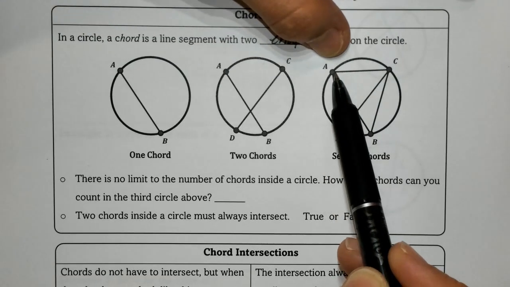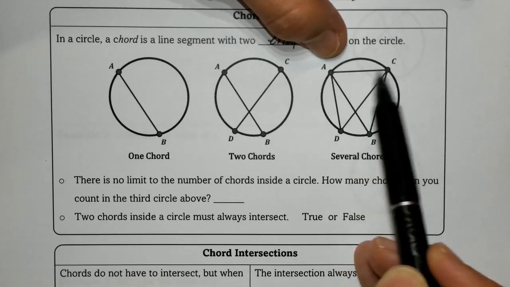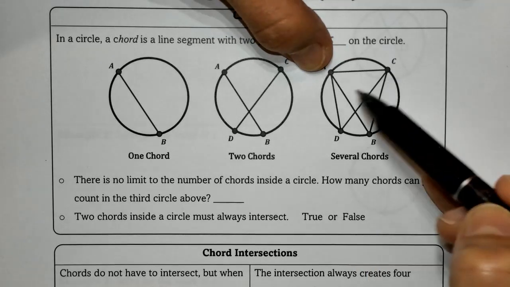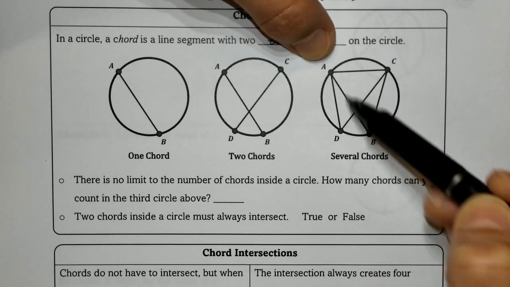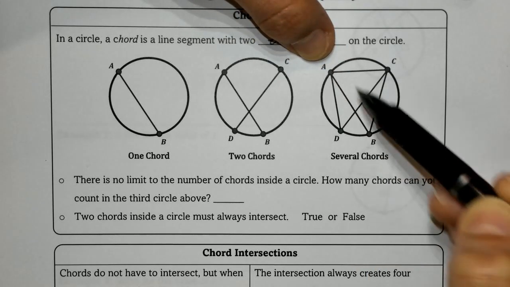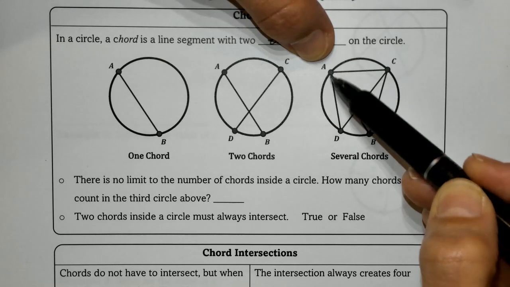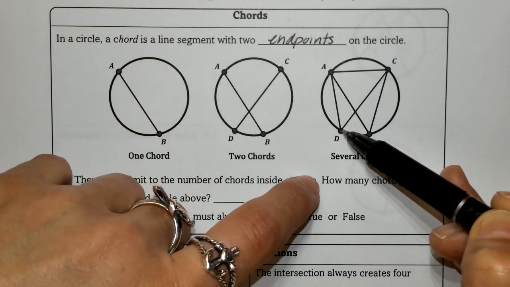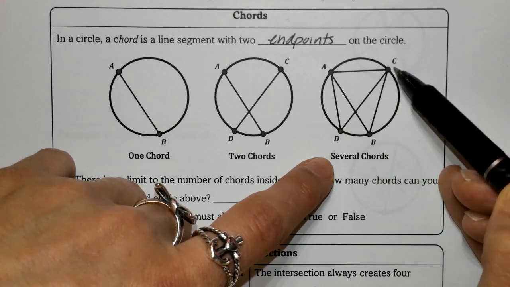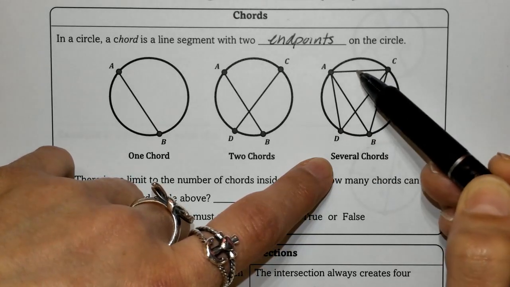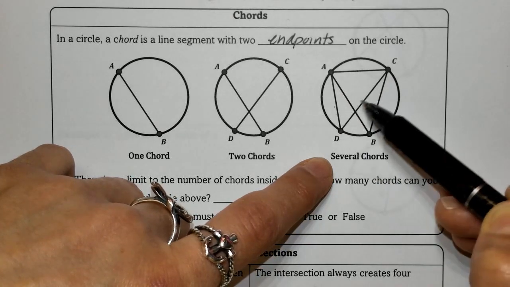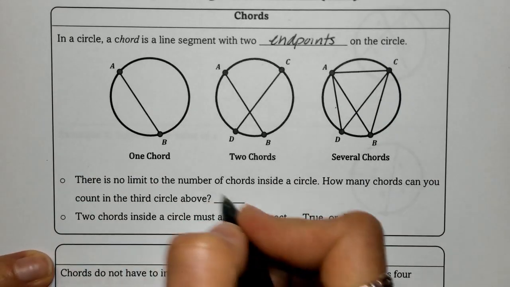Well, here I'm seeing, okay, I've got a chord right here. Got AC, there's 1. I've got AD, 2, AB, 3. Okay, so those are the 3 coming out of A. And then we have another one here from C to D, and another one from C to B. So we have a total of 1, 2, 3, 4, 5 chords.